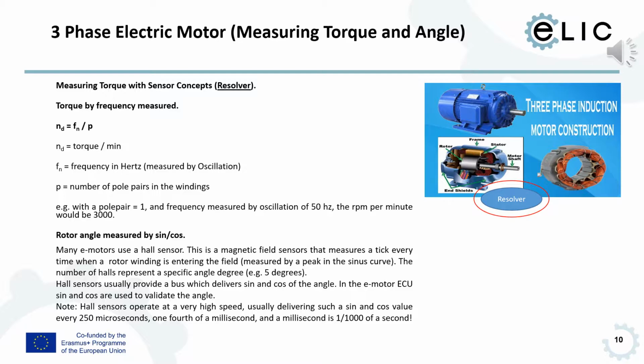Many e-motors use a Hall sensor, which is a magnetic field sensor that measures a tick every time a rotor winding is entering the field, measured by a peak in the sinus curve, and the number of Halls represent a specific degree. Hall sensors usually provide a bus which delivers sinus and cosinus of the angle as digital values to the electronic control unit, and in the e-motor ECU the sinus and cosinus are used to calculate the angle position of the rotor. Also, Hall sensors operate at a very high speed, usually delivering such a sinus and cosinus value every quarter of a millisecond.